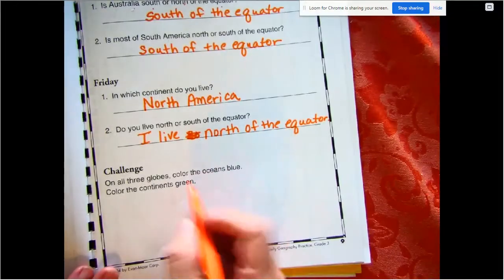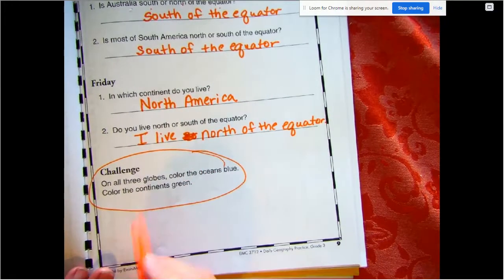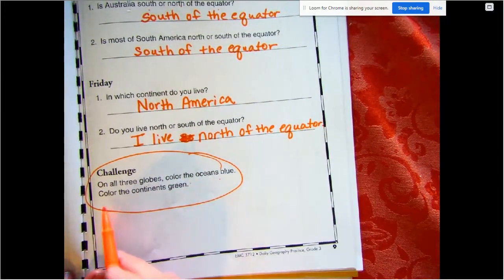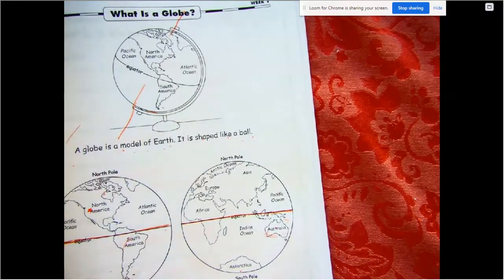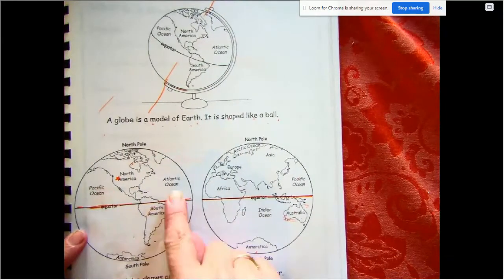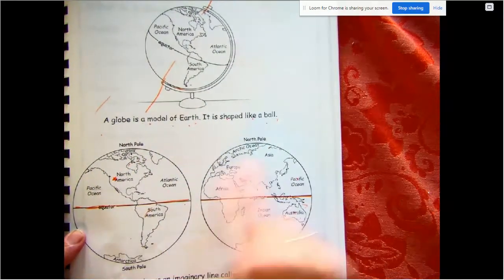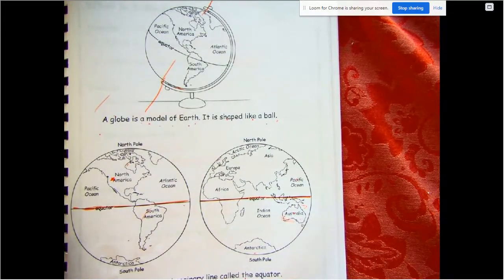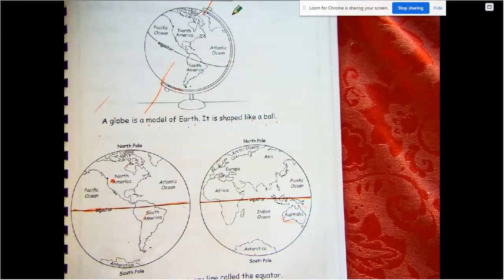When you're finished, you can do the challenge. On all 3 globes, color the oceans blue, color the continents green. Okay? You can get your coloring crayons out and color the oceans blue and the continents green. I won't do that on camera because I know that you already know how to color. So you can go ahead and get those colored in. Make sure that you finish those so that it's all the way finished.